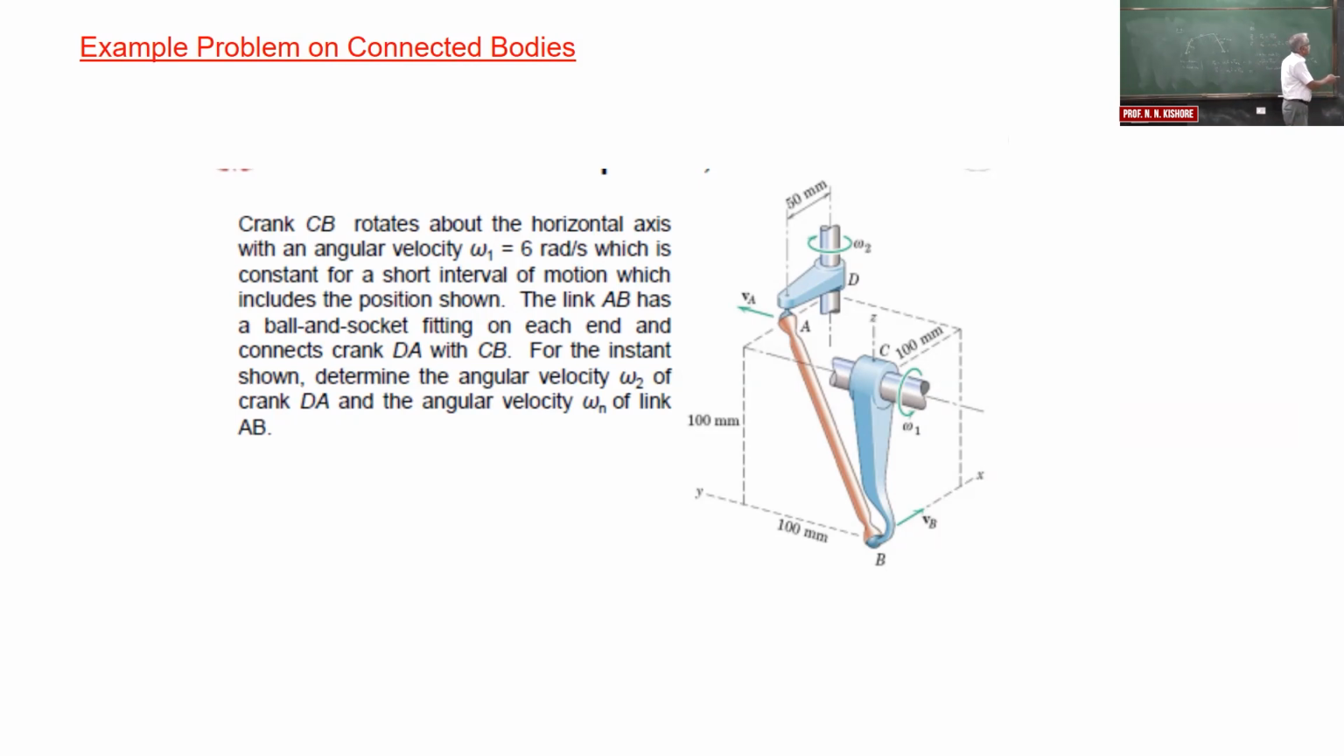So knowing the coordinates of A and knowing the coordinates of B, we can find out the position of A with respect to B or B with respect to A. So we will do exactly the same thing as this one. Omega 1 is given, so we can find out the velocity of B.